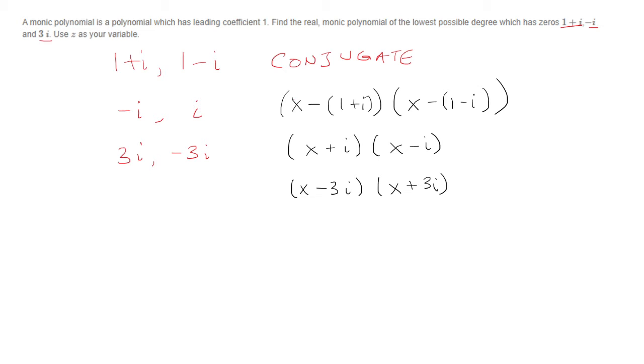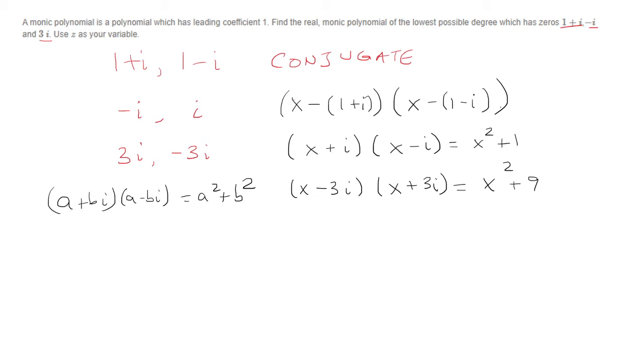So let's simplify these. x minus 3i times x plus 3i. Well, this is going to be a trick. Whenever you have a plus bi and a minus bi, that's just a squared plus b squared. So you just do x times x is x squared, and then b is going to be 3, so that's going to be plus 9. So it's 3 squared is 9. For this one, you have x squared and then plus 1, since b here is 1.